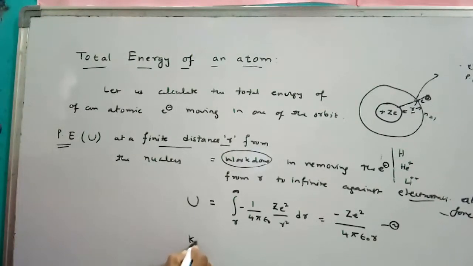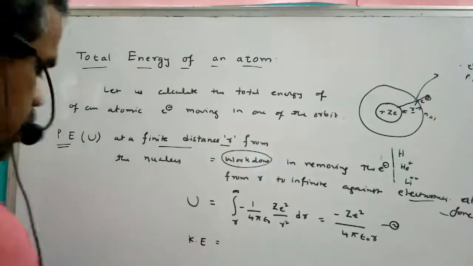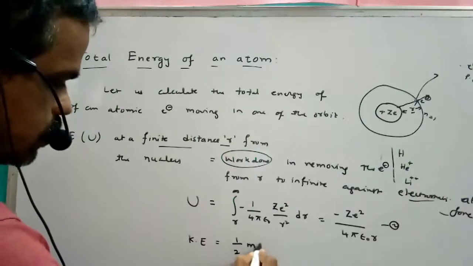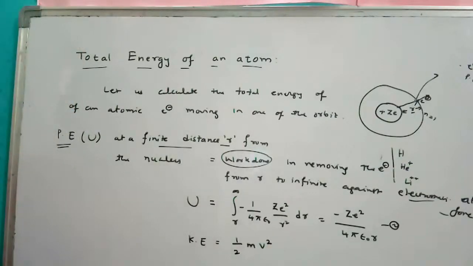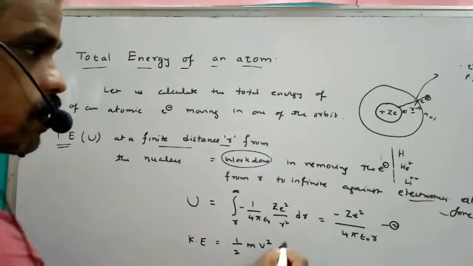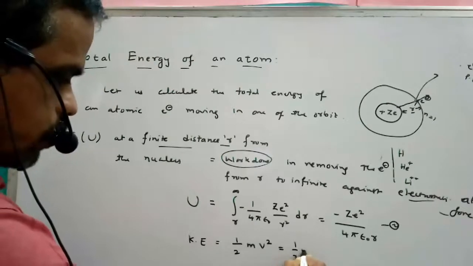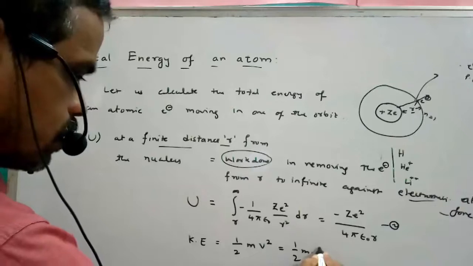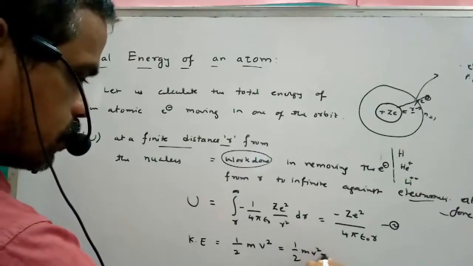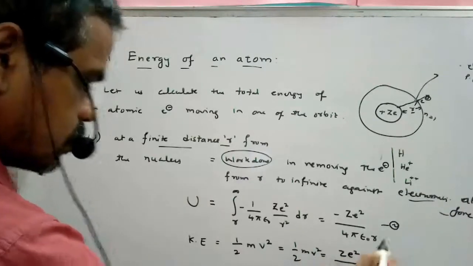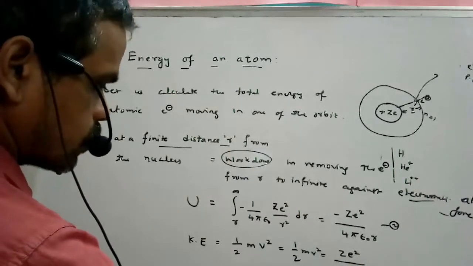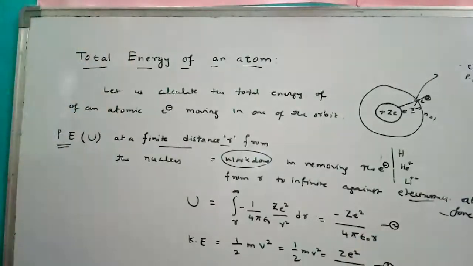Now we are calculating the kinetic energy of that electron. Kinetic energy, we already know, is half m v square. Substituting the v value, we get the answer: kinetic energy equals Z e square by 8 pi epsilon naught r. This is the second equation.